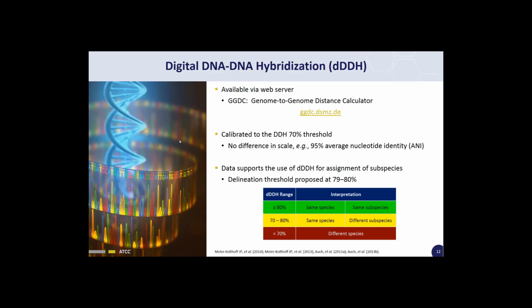A dDDH value between 70 and 80%, shown in yellow, indicates that the two strains are from different subspecies of the same species. By extension, if a species has not yet been divided into subspecies, this would indicate that the new strain represents a novel subspecies of the existing species. And a value lower than 70%, shown in red, means that the two strains are from entirely different species.